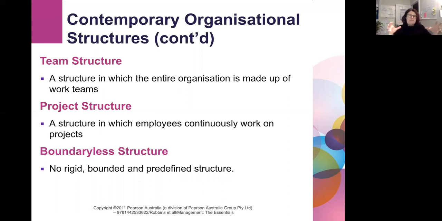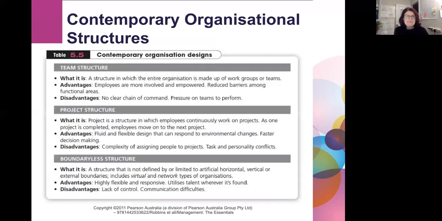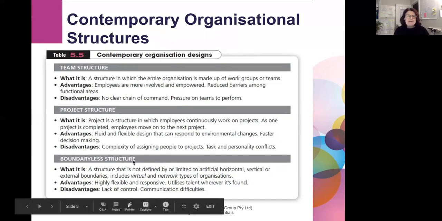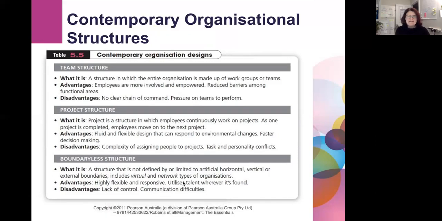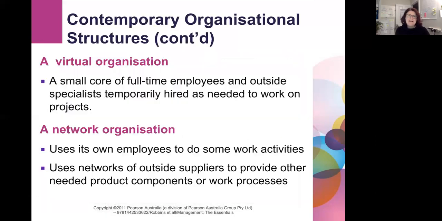And so you can think of it as an organization that is bringing in different people at different times, and there's no definite structure attached to that. And again, there are some advantages and disadvantages of each of these. And this last one, which is the boundaryless structure, also includes these next two types of organizational structures, which is virtual and network. So virtual is a little bit what I was talking about before.